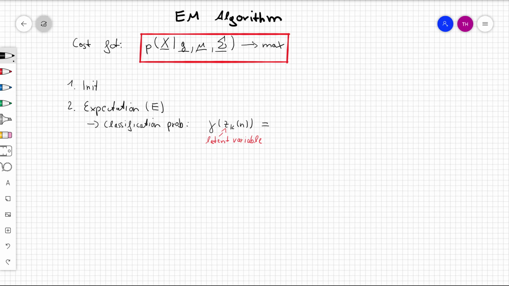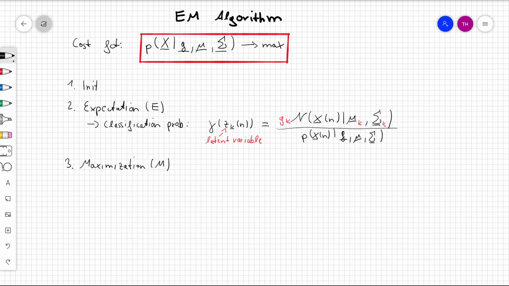So how is this probability computed? We're basically evaluating the Gaussian distribution of one mixture. So we're evaluating a mixture k, which is given by our latent variable, basically. So we're also taking the mixture weight into account, and we are normalizing this probability by the probability of the feature vector from the entire GMM. And this is then our classification probability, which we're then using in step 3, which is our maximization, our M step.